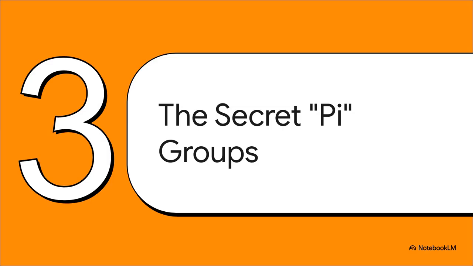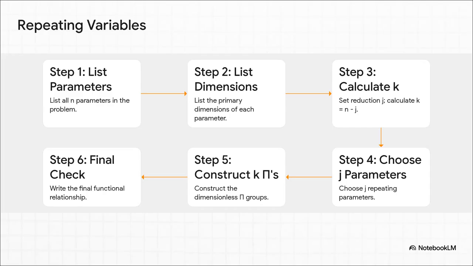So, if every term in an equation has to have the same dimensions, what happens if we use that rule to our advantage? Well, you get something incredibly powerful, these special dimensionless numbers, which engineers call pi groups. Now, there's a whole 6-step recipe for finding these, called the method of repeating variables. We're not going to do the math, don't worry. The key thing to know is that this process can take a super complicated problem with tons of variables, like speed, density, size, you name it, and boil it all down to just a handful of these powerful, dimensionless numbers that tell you everything you need to know.